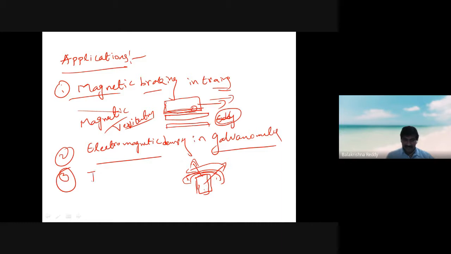Next, the induction furnace. What is the use of an induction furnace? An induction furnace is used to produce high temperature, in the sense that a plasma state needs to exist. For this plasma state, we don't have any particular bowl or metallic thing to hold this high temperature range.